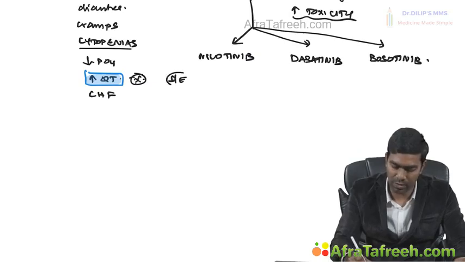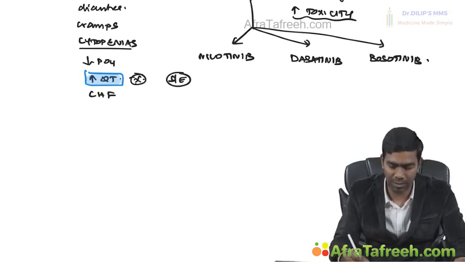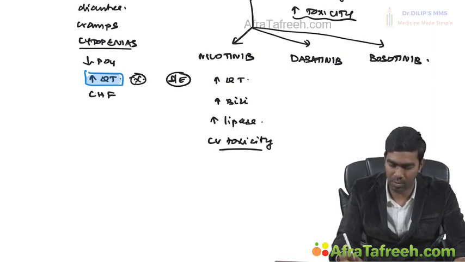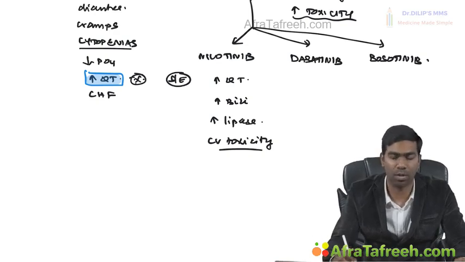Let us see the side effects of each. Nilotinib itself has some side effects. For example, it can cause QT prolongation. It can raise the bilirubin. It can raise the lipase levels, and it also has cardiovascular toxicity, apart from causing the QT prolongation.